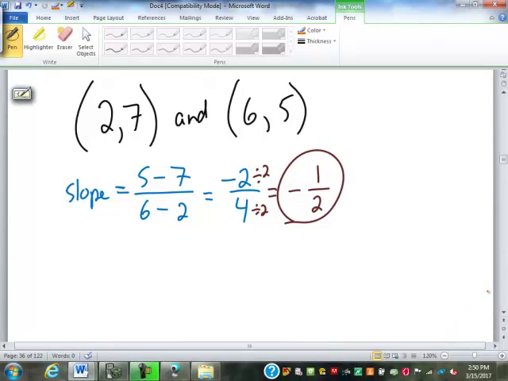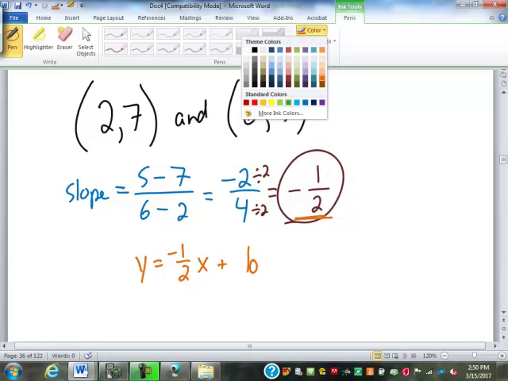Okay, so here we go. We just found that this slope is a negative 1/2. So we start out y equals negative 1/2 x plus b. And of course, we finish that off by doing what?